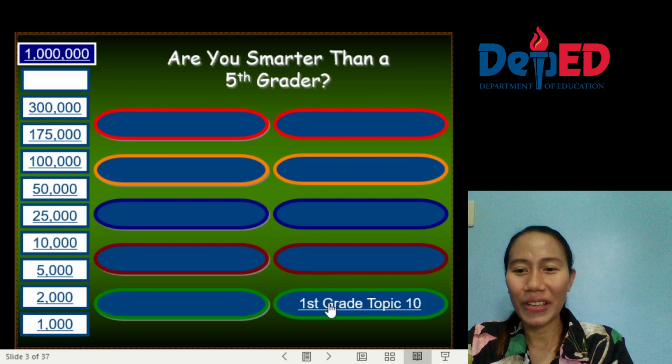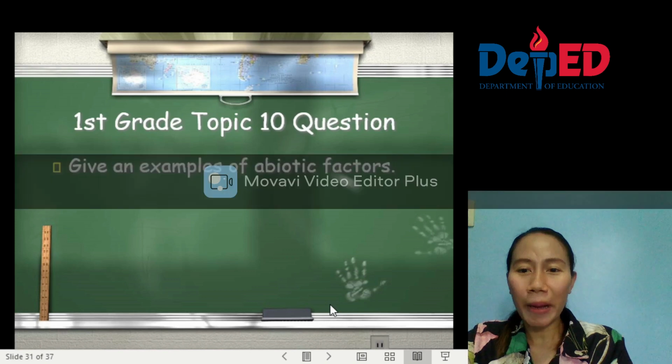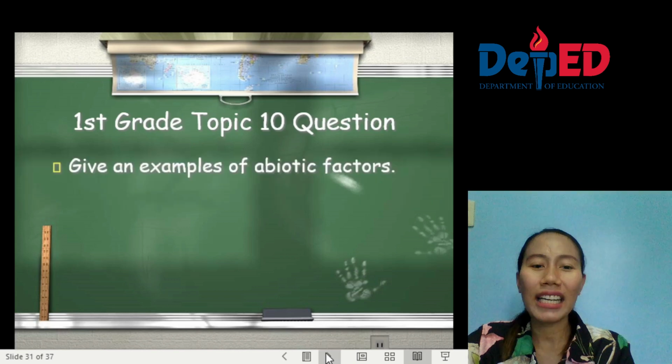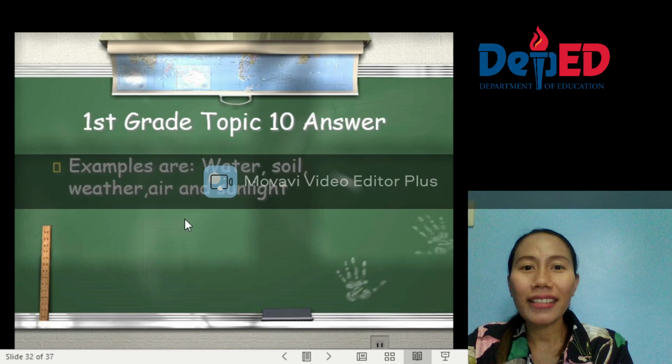The last one. Give an example of abiotic factors. What are the examples of abiotic factors? Let me check your answer. The answer is water, soil, weather, air, and sunlight. Did you get it? I hope so. Great job.